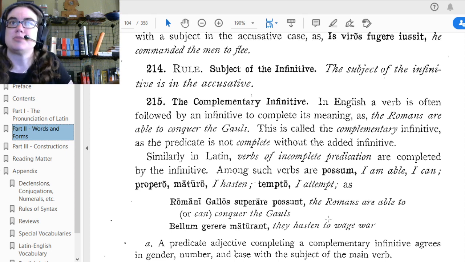Okay. Similarly, in Latin, verbs of incomplete predication, that's a term I've never heard before, are completed by the infinitive.